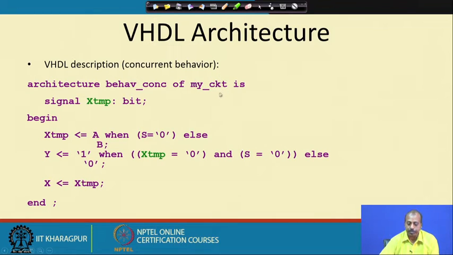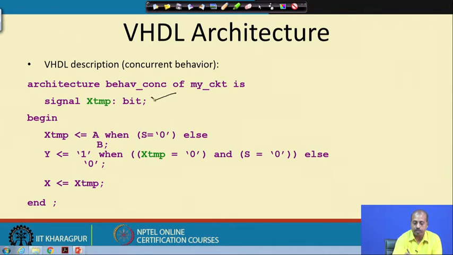You see the entity name remains the same. However, the name of the architecture changes. So, behave concurrent is the name given, and here also the signal is defined. The signal is defined as x temp, and then I am writing a set of concurrent statements. This is the first concurrent statement, this is the second, this is the third. These three concurrent statements are put one after the other, as if they are three parallel pieces of hardware. All of them are executing in parallel.